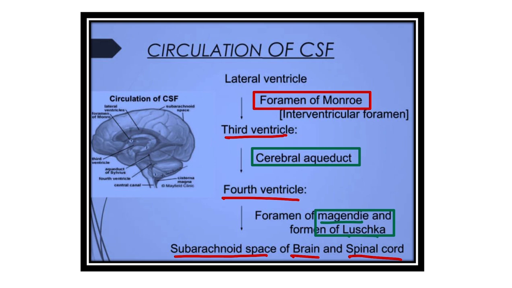So these four foramina are very important for exam purposes. First of all, the foramen of Monro, the cerebral aqueduct, the foramen of Magendie and the foramen of Luschka. The foramen of Monro is one in number, the aqueduct one in number, the foramen of Magendie one in number, but the Luschka is two in number, and they are present on either side.